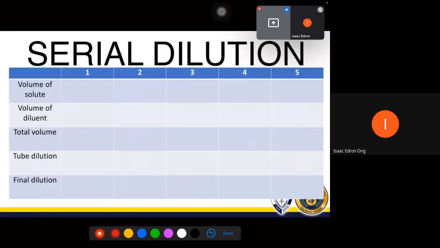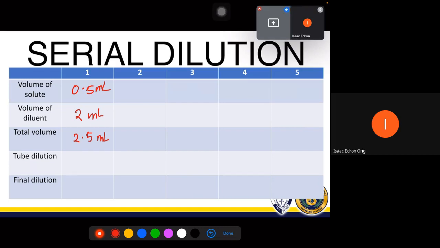Sige, so ipapakita pa natin yung ano niyan. Okay, so ito, di ba? The volume of the solute is 0.5 ml. Ano naman siya? 0.5 ml, di ba? Tapos the volume of the diluent is 2 ml. Okay, di ba? 2 ml. So what is the total volume? 2.5 ml. Di ba? So, dapat sabayan nyo ako ha.